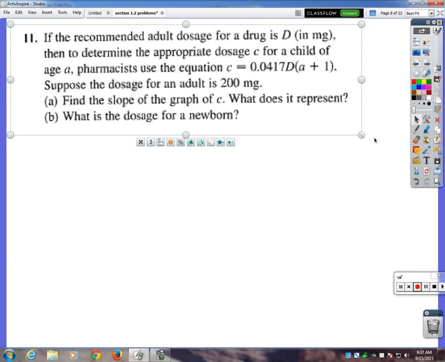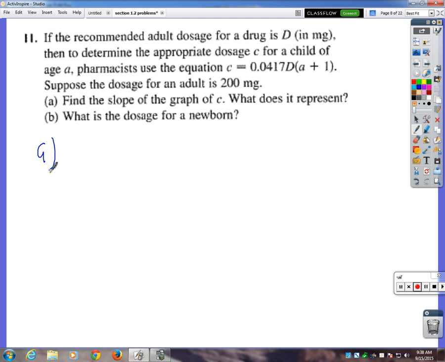11. Alright, if the recommended adult dosage for a drug is D, then to determine the appropriate dosage C for a child of age A, pharmacists use the equation C equals blah, blah, blah. I hate these. Suppose the dosage for the adult is 200 milligrams. So what did they just tell us? They just told us that D equals 200.